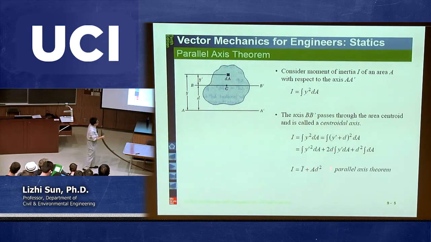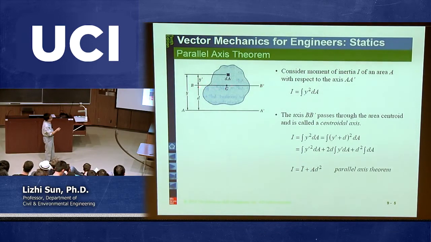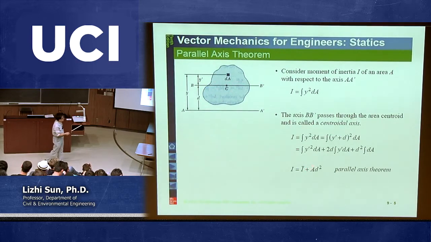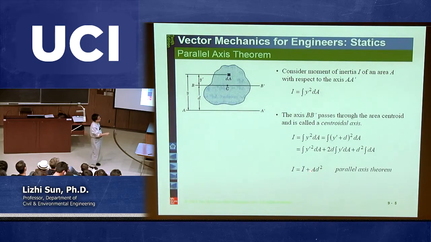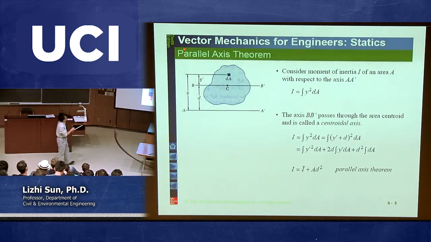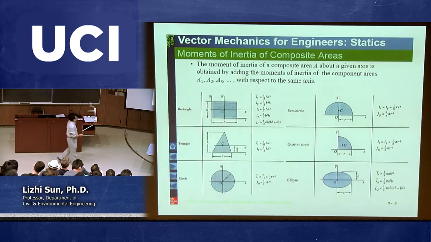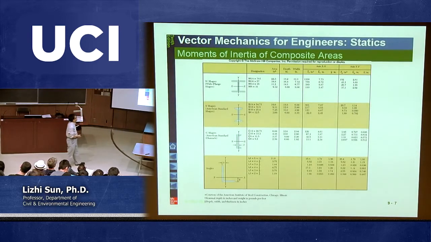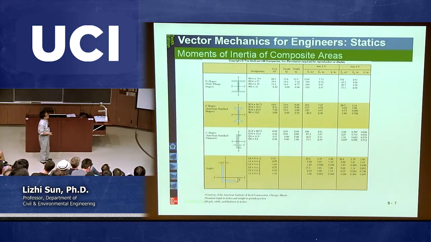And then we can use this equation to calculate the moment of inertia with respect to this axis, which is equal to the moment of inertia about the special axis passing through the centroid, but parallel to this one, plus the area times d squared. And that is the theorem we call the parallel axis theorem. With this, we can calculate the moment of inertia of pretty much all the special cross-section areas.